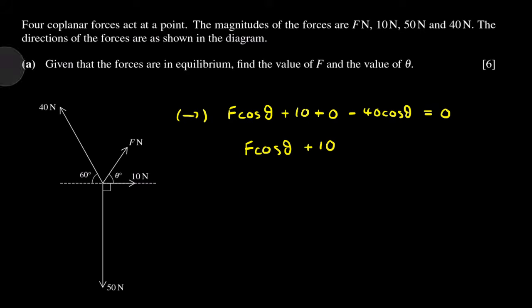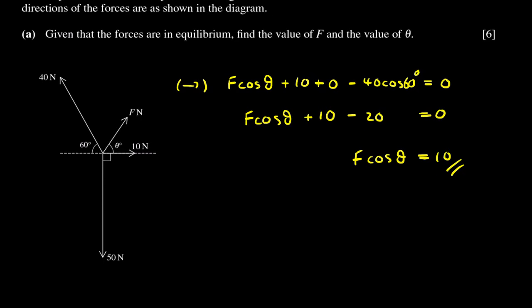Sorry, not cos theta there. I meant to write cos 60. I beg your pardon, that should be cos 60. Cos 60 is equal to half. So we've got minus 40 times by half, which is minus 20. And so this simplifies to give F cos theta is going to be equal to 10.